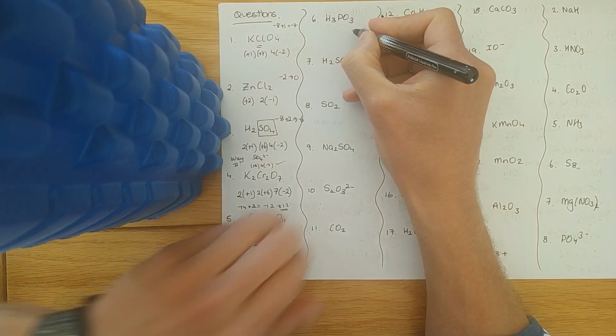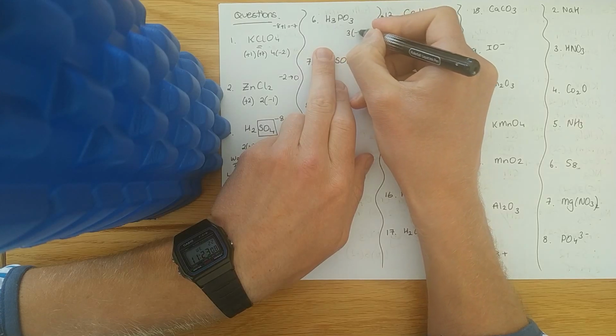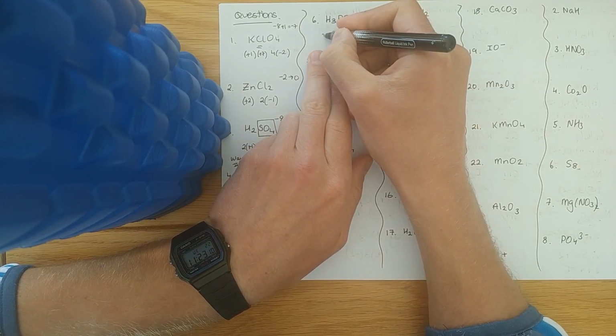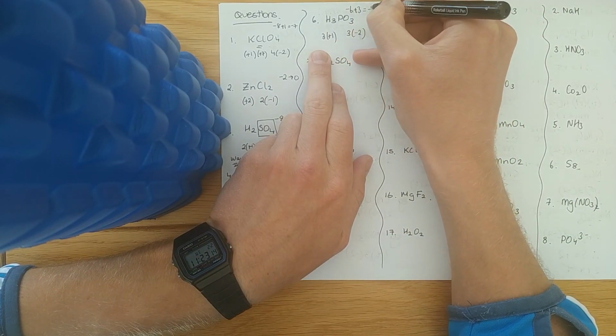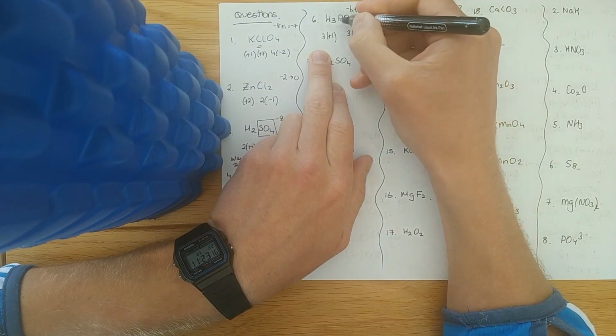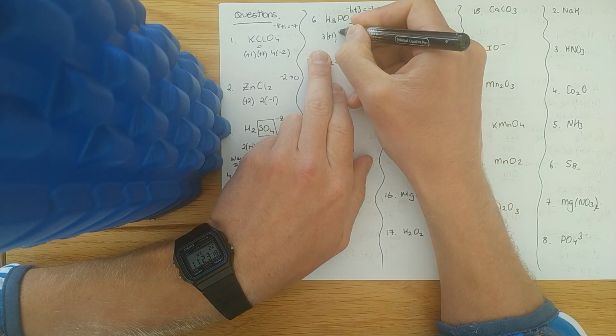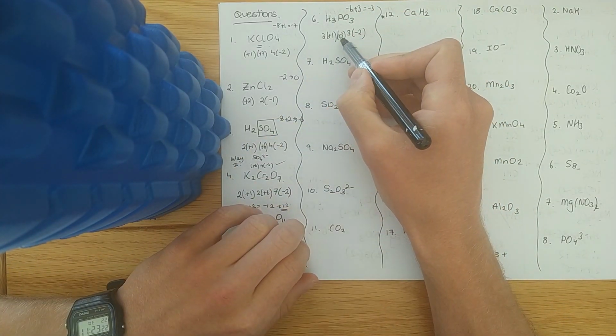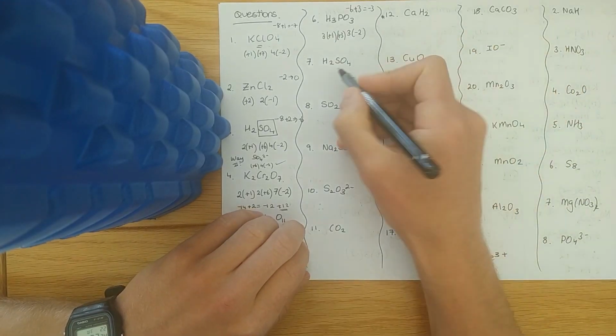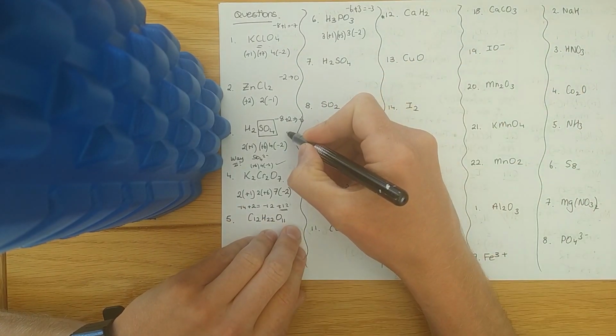H3PO3, oxygen, 3 times -2. Hydrogen, 3 times +1. You're at -6 plus 3, which is -3. So in order to get this back to 0, your phosphorus must be +3. Always check if you're unsure. 3 plus 3 is 6, -6 is 0. H2SO4 actually did over here.